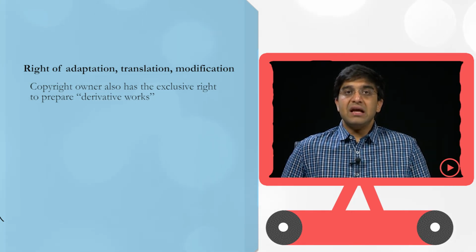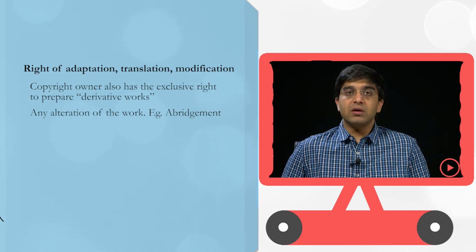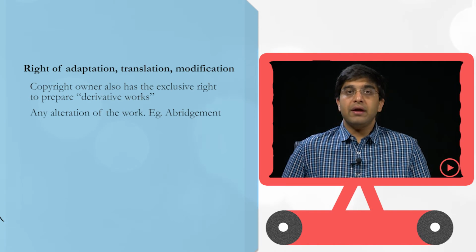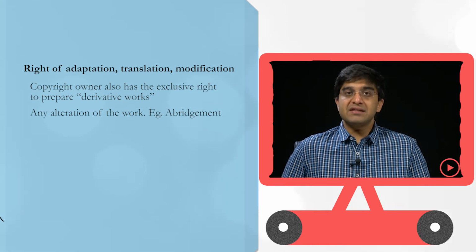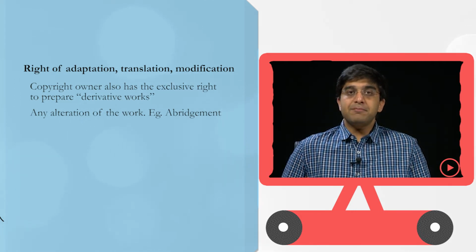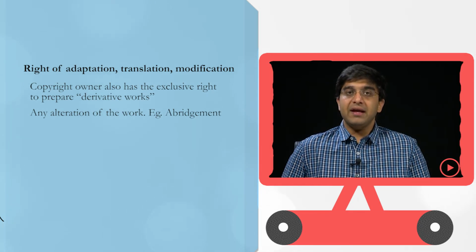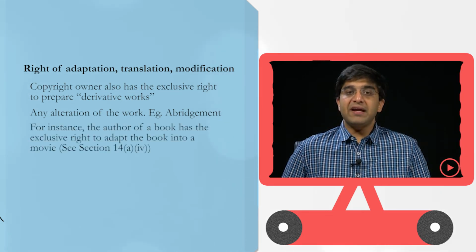For instance, any alteration made to the work. Take for instance an abridgment of a book. An abridged version of a book is considered to be a derivative work, and therefore to prepare such an abridged version, the person preparing it must take the permission of the owner of the copyright in that literary work. Secondly, for instance, the author of a book has the exclusive right to adapt the book into a movie.